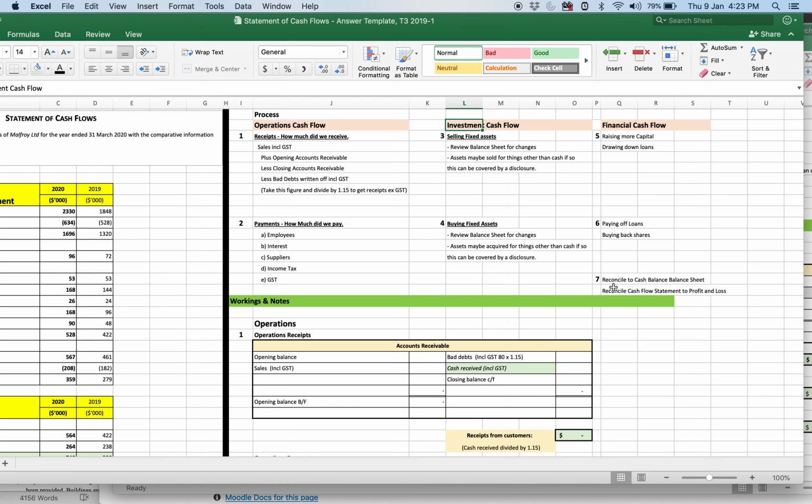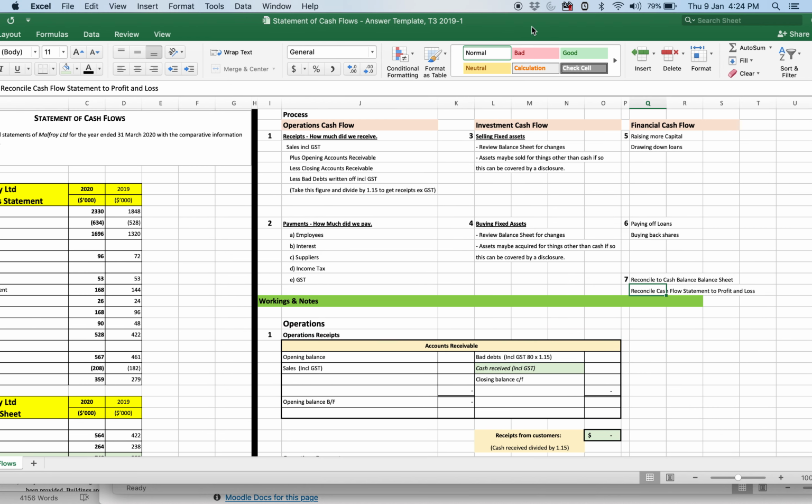And finally, we do some reconciliations. We reconcile the cash flow statement to the bank balance and the balance sheet. And we also reconcile it to the profit and loss, as far as this is the trading profit, and this is how it relates to the cash we've received. So we'll cover that off today. Okay, so that's what we'll be doing.